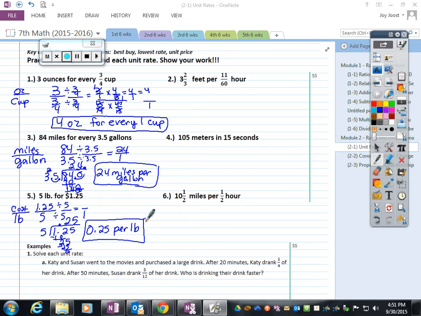If you need to go back and rewatch to see how those problems are worked, you may do that. And you need to try 2, 4, and 6 on your own following the notes and the examples.